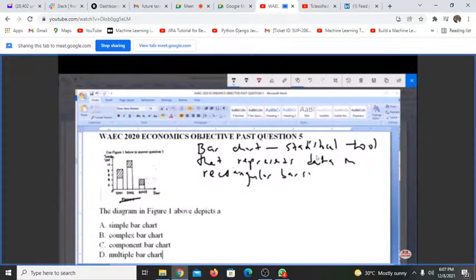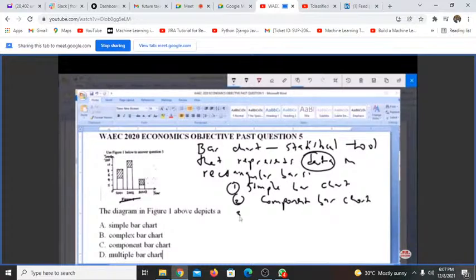Now, the data given to you determines what kind of bar chart you use. There are three kinds of bar charts. You have the simple bar chart, the component bar chart, and the multiple bar chart.